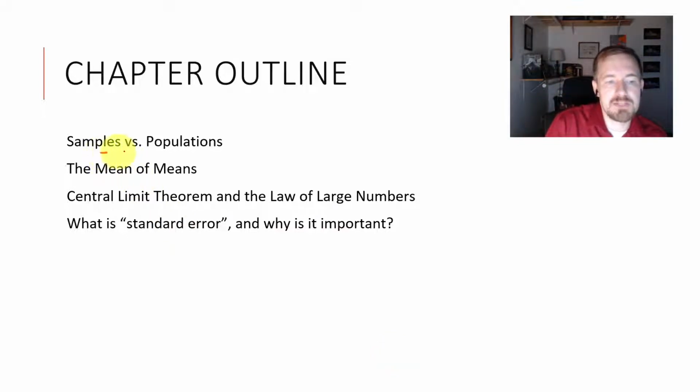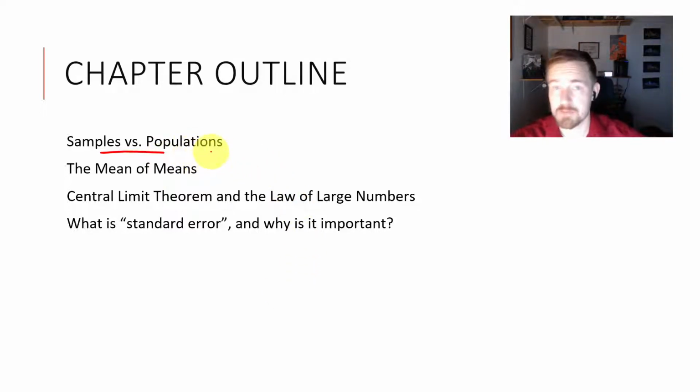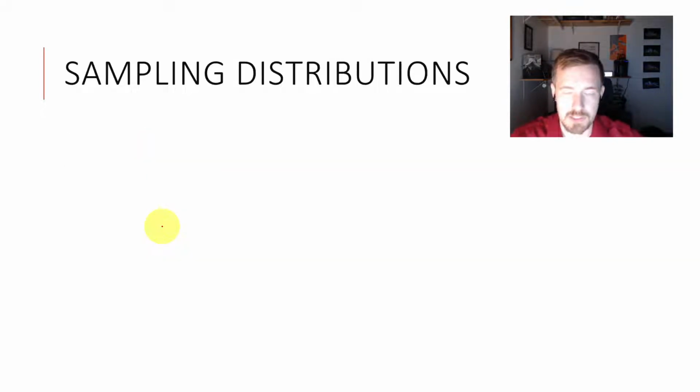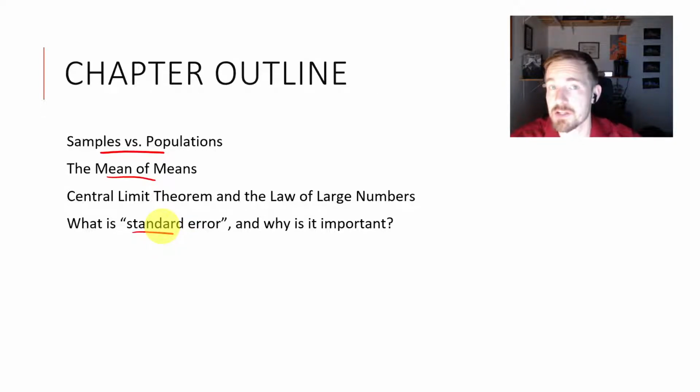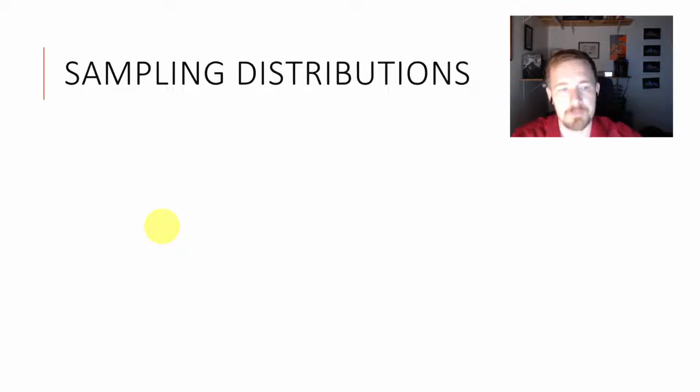So we're going to be revisiting this idea of samples versus populations, the way that they're different. We're going to be talking about what happens whenever you have multiple means. So if you were to go along and do multiple samples of the same population, how do you figure out what the correct mean is? We'll talk about the central limit theorem and the law of large numbers, some theoretical aspects of our class, and we'll talk about what standard error is and why it's important. There's a good chance you have seen it on the news and may not have known what it was.